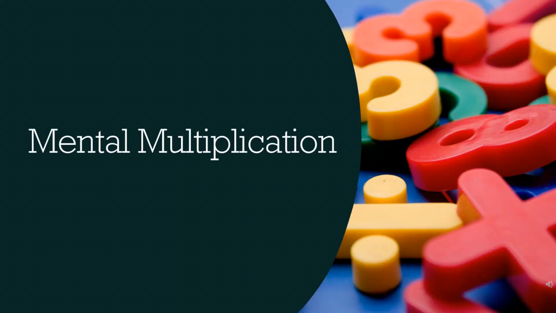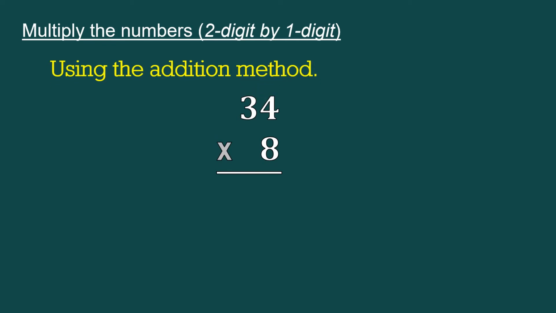Now, let's explore mental multiplication. There are so many ways to do the mental multiplication. I will share with you the one that I am using. Multiply numbers 2-digit by 1-digit. We will use the addition method. In particular, we will use the expanded form of one of the factors.